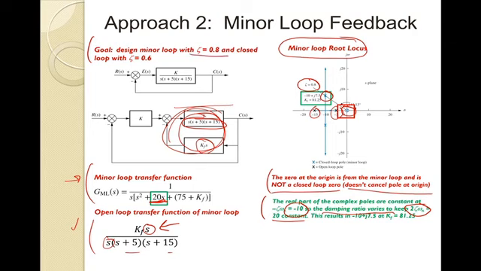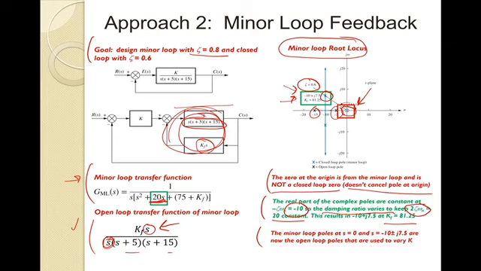For that location, if I get a KF of 81.25 as shown there, you'll see where the pole locations are: -10 plus or minus j7.5. So I've achieved my minor loop damping of 0.8 by selecting that KF term to give me what I want. Now the minor loop poles, as shown here, are at s equals 0, that pole of 0 right there, and then -10 plus or minus j7.5.